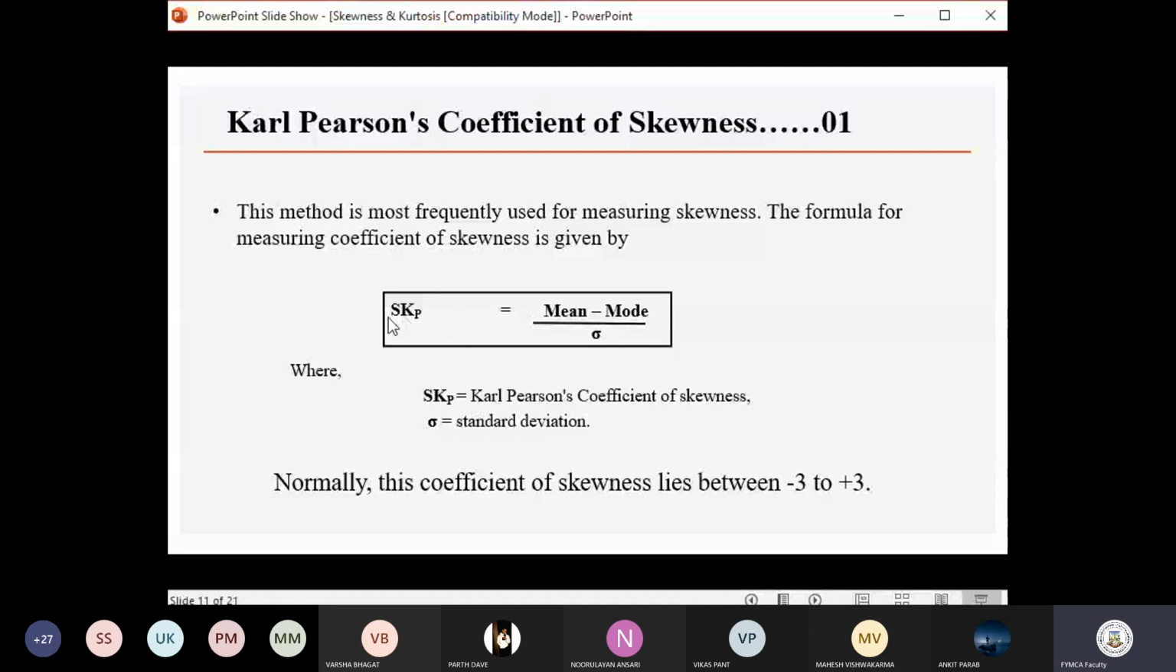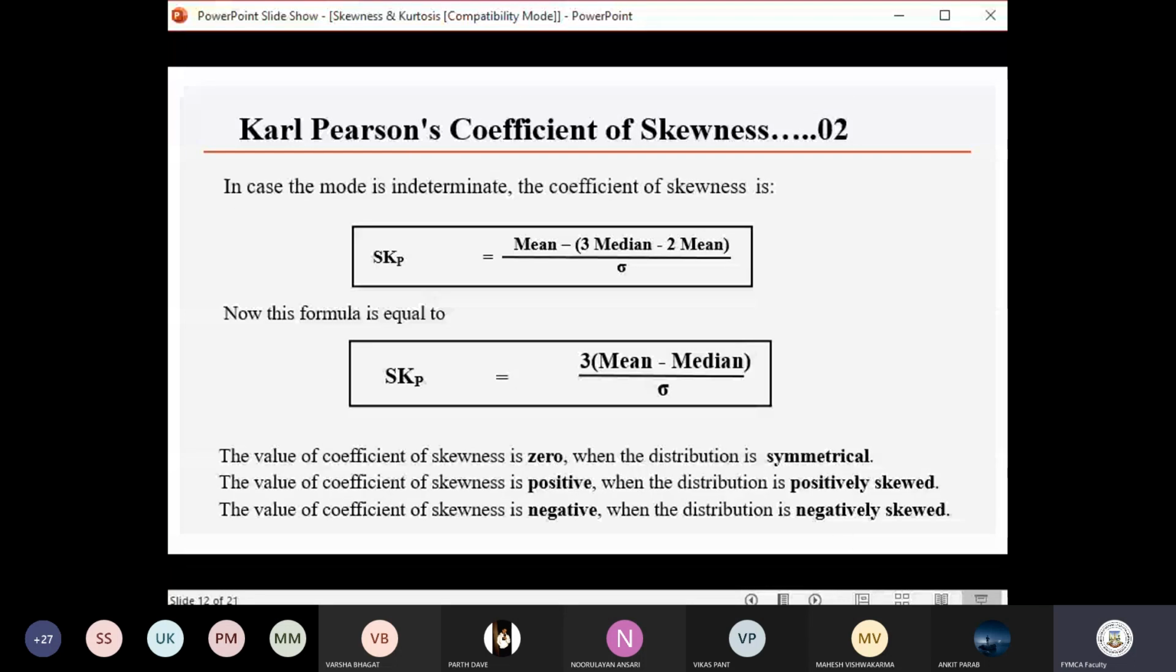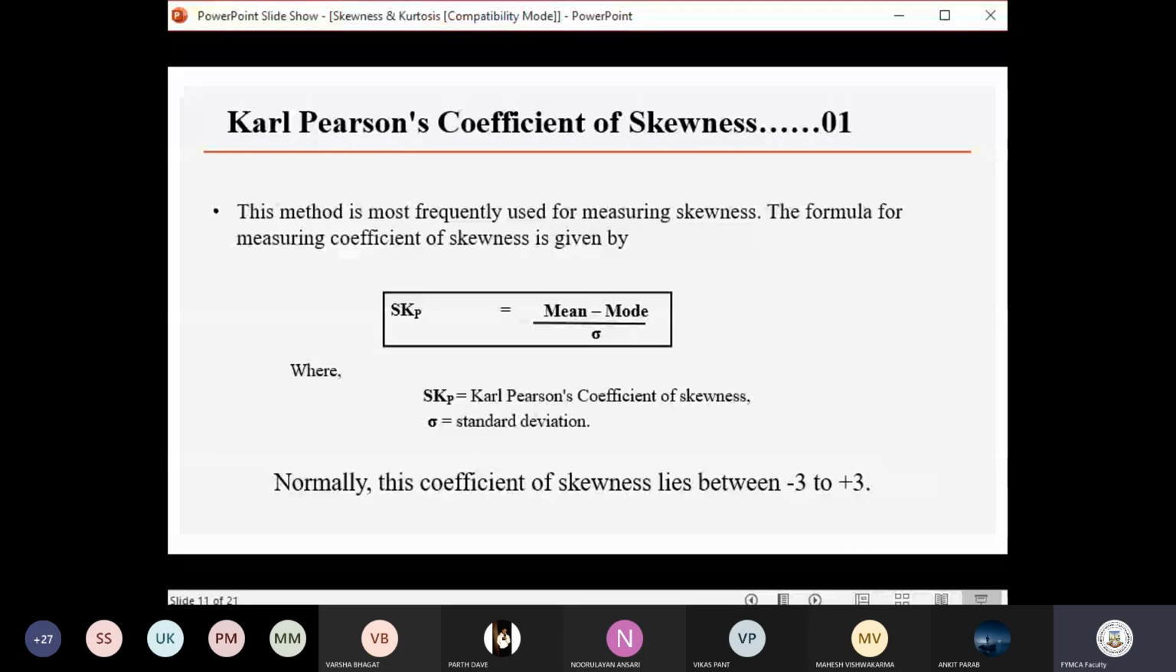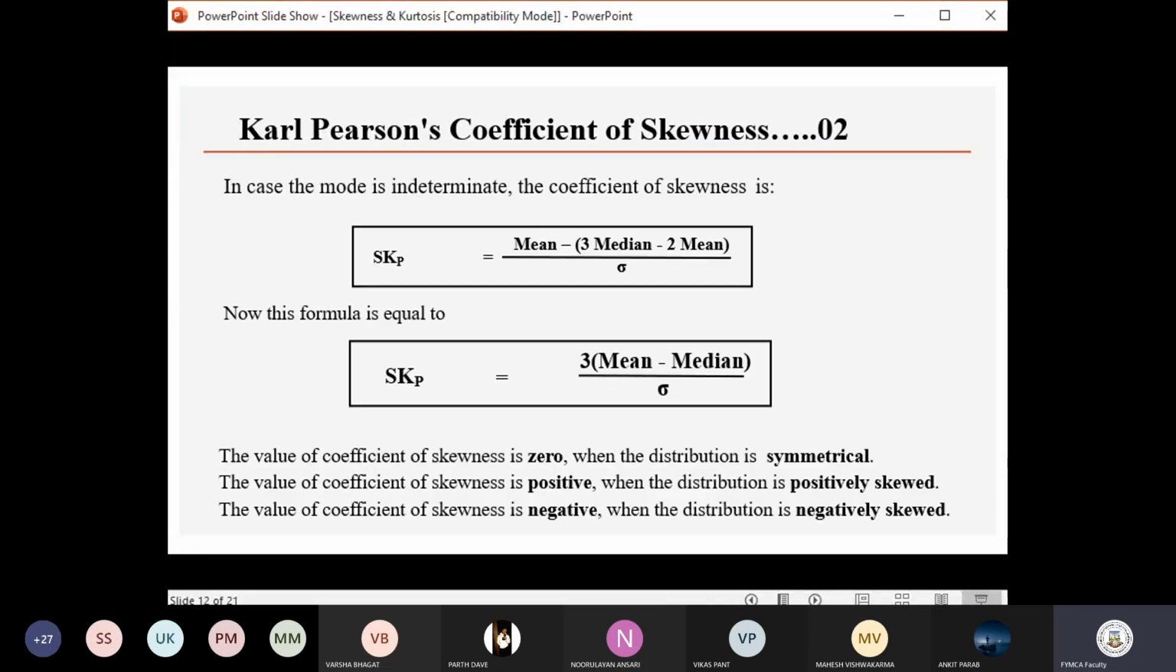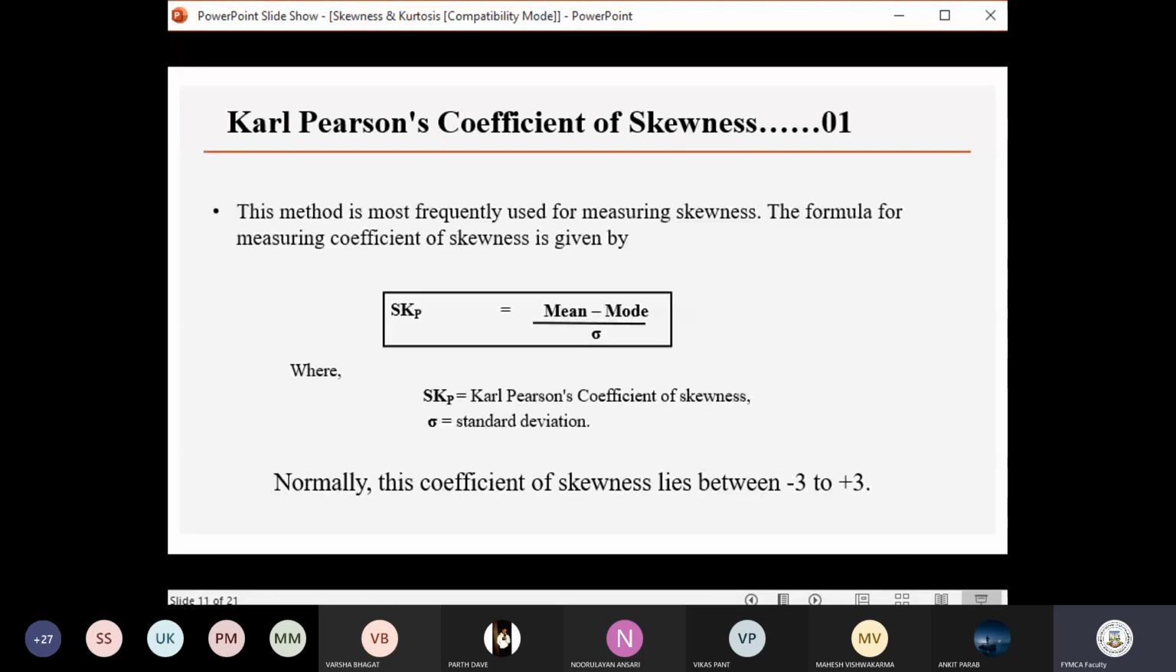Just note it down, this Karl Pearson coefficient, because you are going to solve the sums based on this. You can type and give a title called Karl Pearson coefficient, and write down this formula. After that, you can write down the range of skewness. This particular method is based on mean and mode. I'm continuing from that same position. So this was the case, that is mean minus mode.